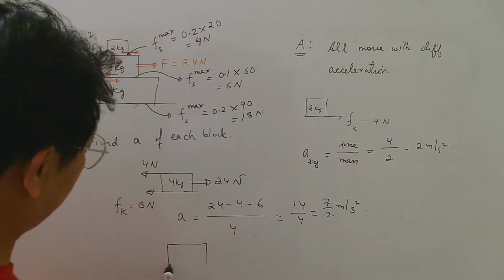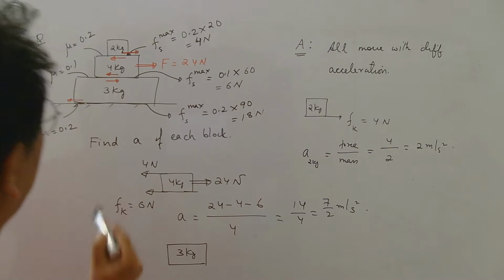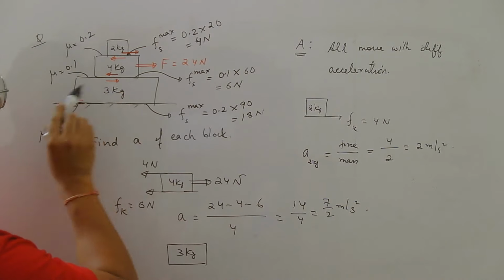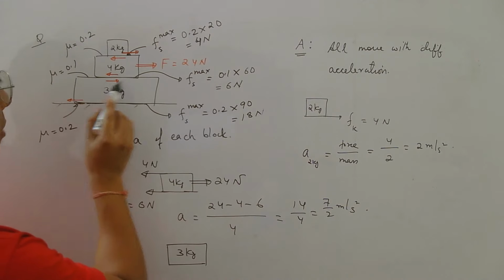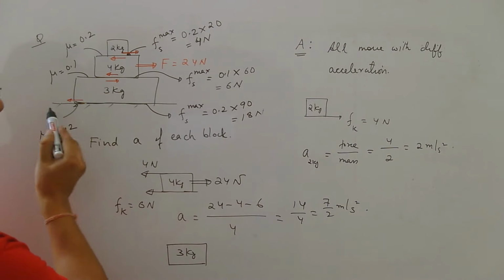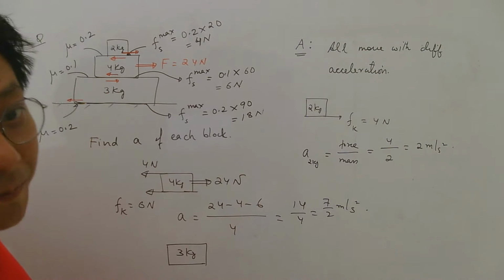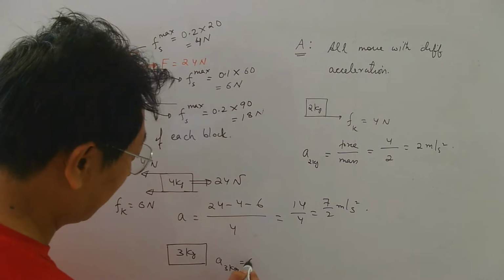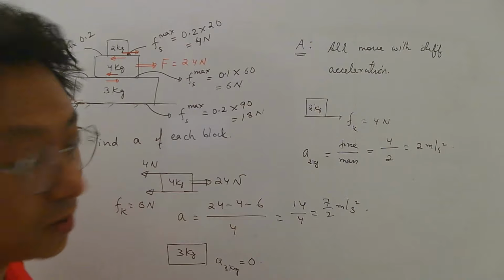Okay. And this block will be at rest only. So 3 kg block will be at rest. Why? Because the force which is trying to move the 3 kg block has maximum value 6 Newton, whereas this maximum friction can go up to 18 Newton. So 3 kg block will be at rest. So acceleration will be 0.